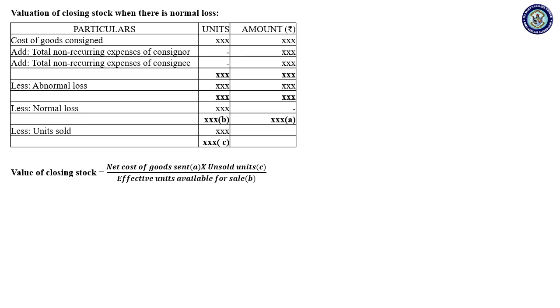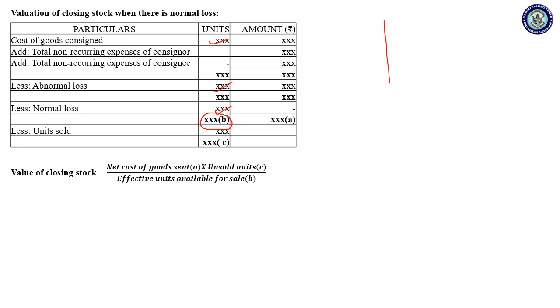So the value you get, that is the effective number of units available for sale. I'll explain. Listen. The consignor has consigned X units. In that there was abnormal loss and there is normal loss. If you deduct the loss, the units you get, that is the effective units. It means that much unit you can sell.